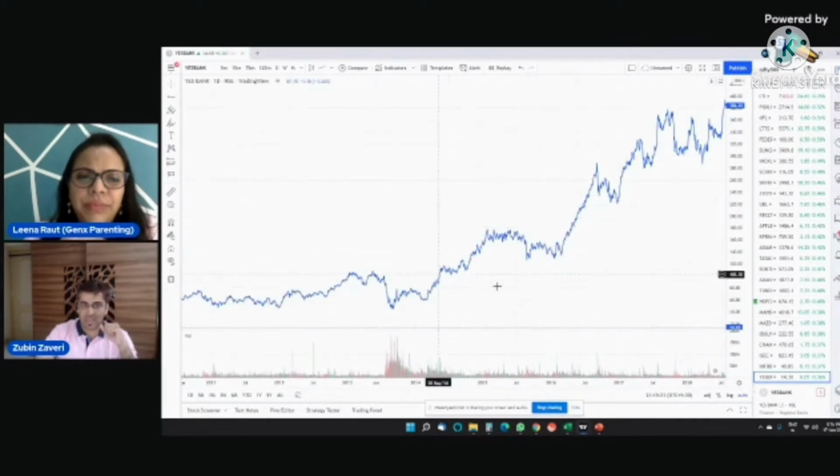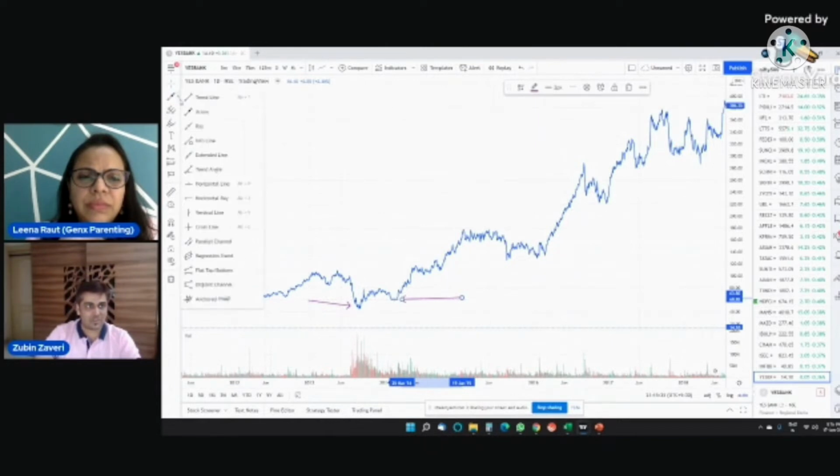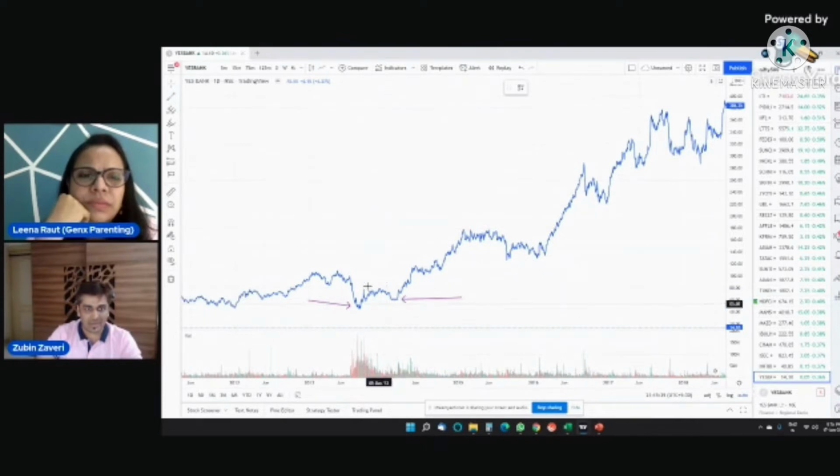Okay, again, यहाँ पे double bottom था. Look at this in Yes Bank. Can you see this first bottom over here? This is the first bottom over here. This is the second bottom that I have marked over here. Okay, and between these two bottoms, what we need to do? We need to draw a horizontal line.